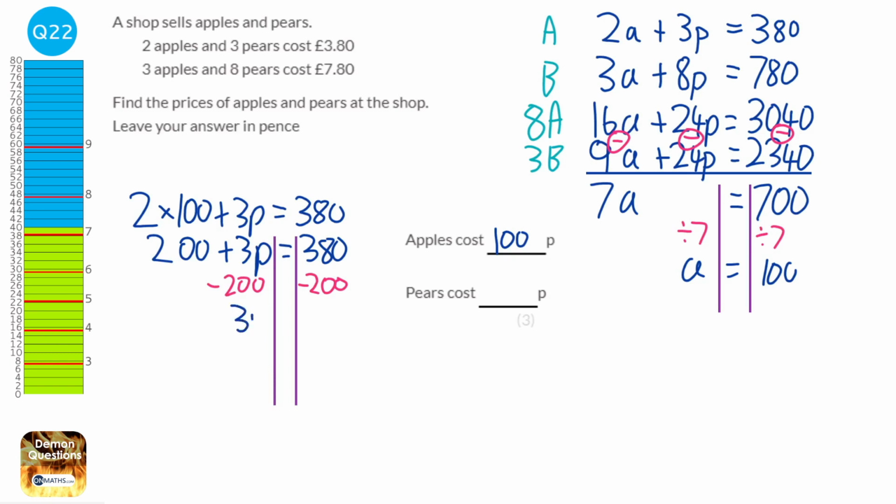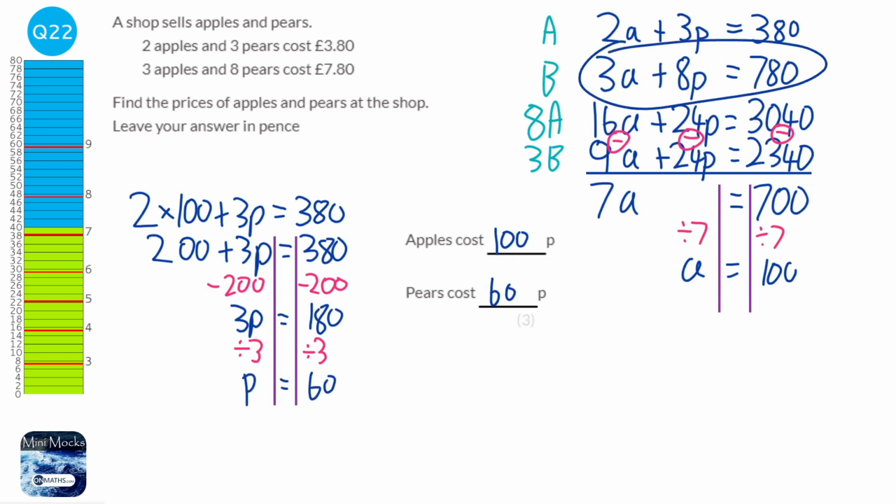So it's going to be 3p equals 180. And then we're going to just divide by 3 both sides. And we've got p equals 60. So a pear costs 60. Now we can check this by using the other equation there.